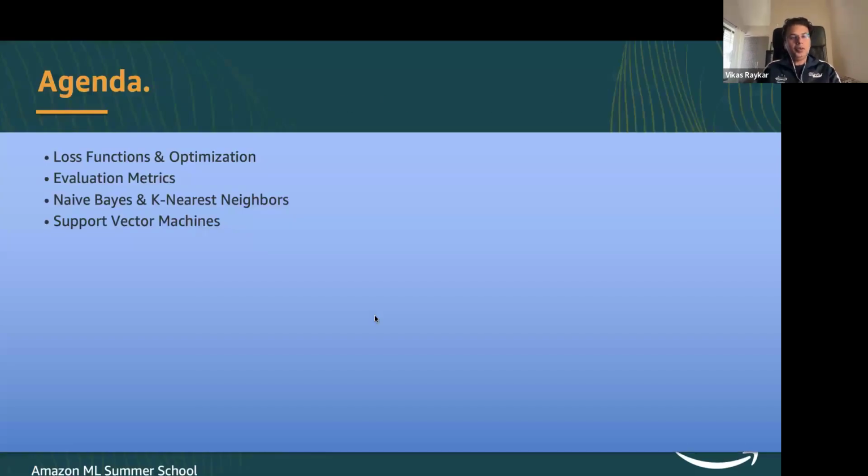So this is the agenda. We're going to cover mainly four topics today. The first is loss functions and optimization. The second is evaluation metrics. The third is naive Bayes and k-nearest neighbors. And the fourth is support vector machines. The first two topics are applicable to all machine learning methods, and the second two are specific instances of ML algorithms.